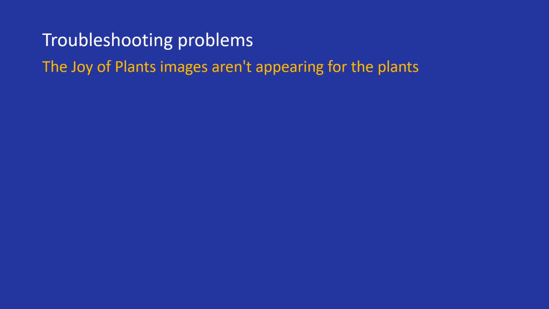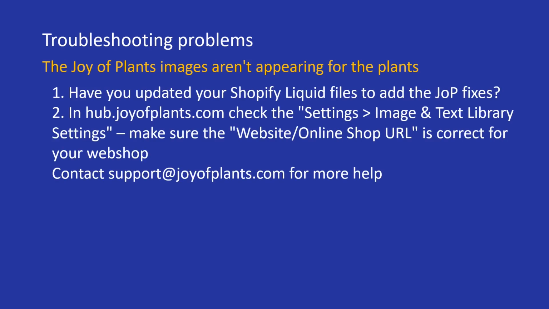Here are some troubleshooting tips for issues you may experience. The Joy of Plants images aren't appearing for the plants. If this is the first time you're adding images and texts, have you updated the Shopify Liquid files? You need to do this or our images and text won't appear. If you have, in hub.joyofplants.com, check the Settings, Image and Text Library settings to make sure the webshop online shop URL is correct for your webshop. Contact support@joyofplants.com if you need more help.